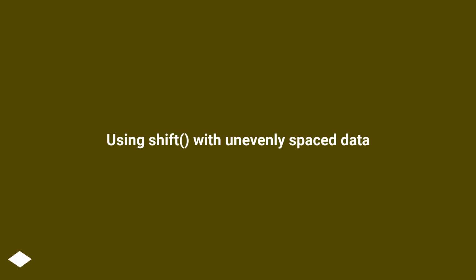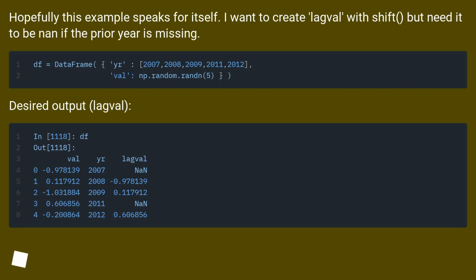Using shift with unevenly spaced data. Hopefully this example speaks for itself. I want to create level with shift but need it to be NaN if the prior year is missing. Desired output, level.